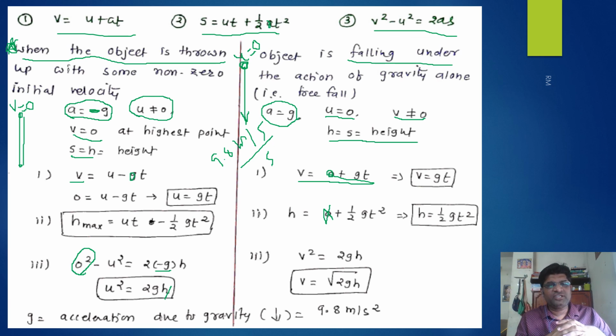So these are the three equations of motion when the object is thrown up with some initial non-zero velocity, or when the object is falling down under the action of the gravitational force of the earth alone, or under the action of gravity alone, right? Where this g we have used in this chapter, before learning the chapter gravitation, is known as the acceleration due to gravity, and it is acting towards the earth, so it is 9.8 meter per second square. Is that clear? Good. So the chapter theoretically ends here.